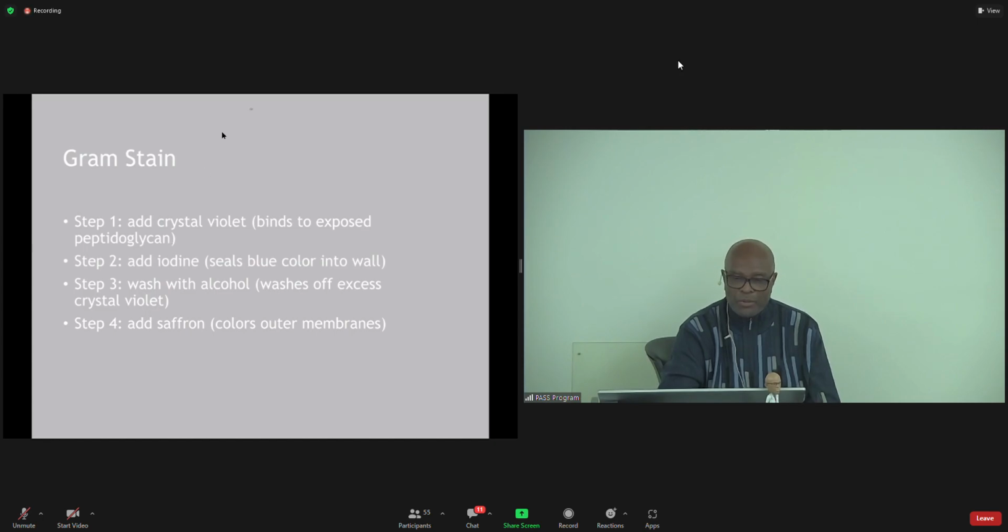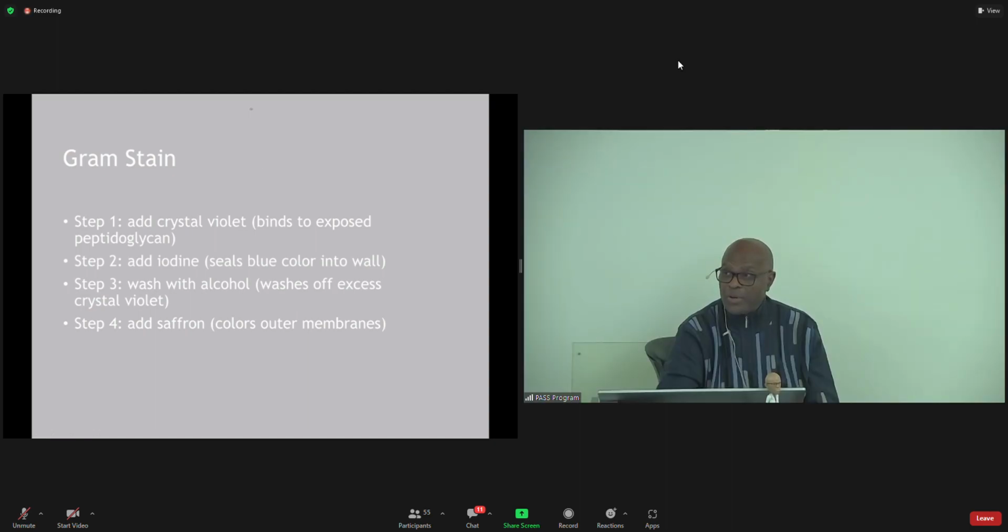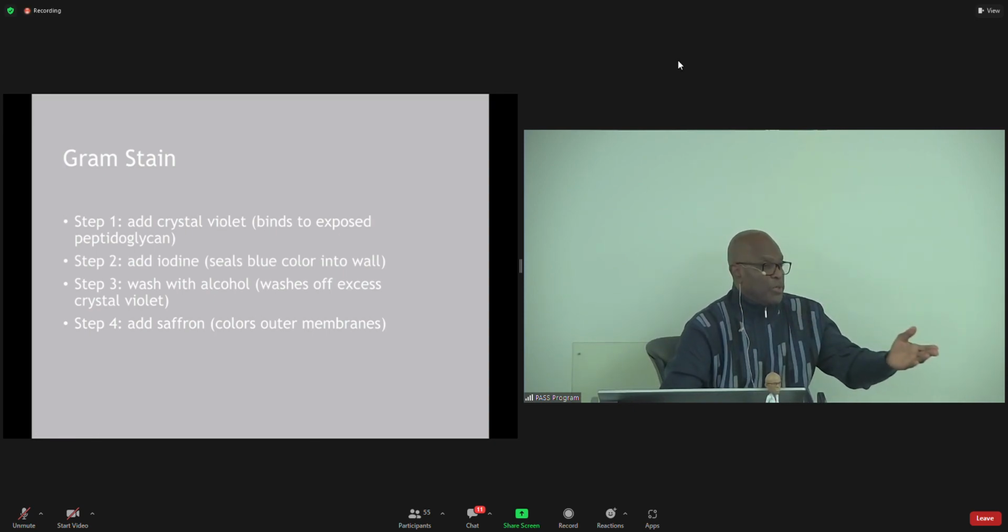All right, Mabel, whose peptidoglycan wall is exposed? Gram positive, gram negatives. Peptidoglycan is gram positive, sir. Remember, gram positives don't have an outer membrane. You understand, Gustavo? So the crystal violet, which is purple, stains the gram positive. That's why gram positive stain purple or blue, depending on what book you look at.